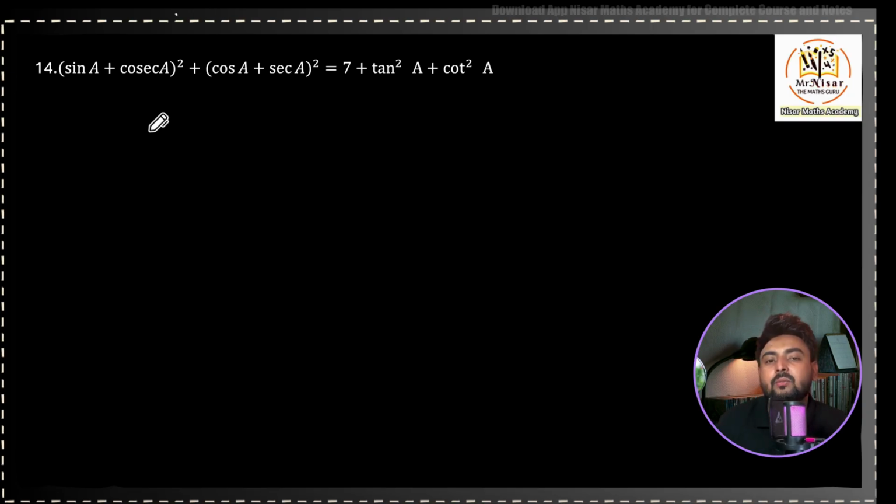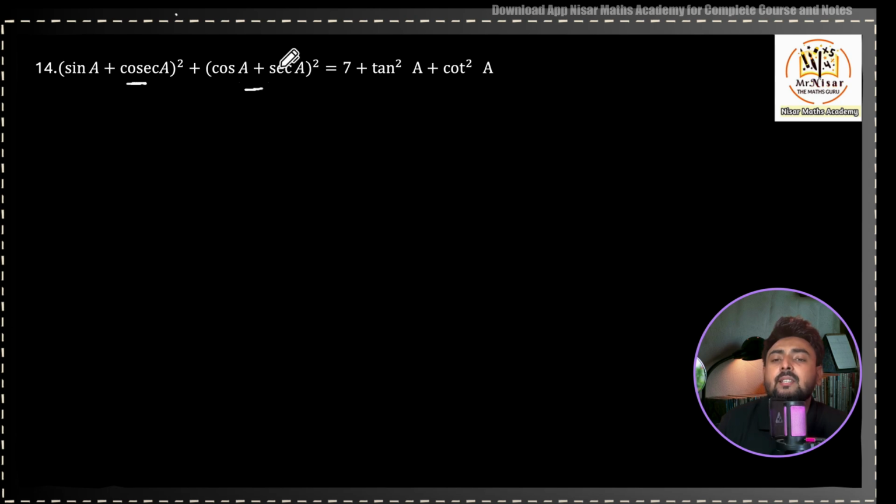In the next question we have (sin A + cosec A) whole square plus (cos A + sec A) whole square. We have to prove it as 7 plus tan square A plus cot square A. Okay, fine. What you will do? See, by observing the question you should be able to say the step. Here we can see that it is (A + B) whole square. Directly in the question only we'll understand what should be the next step.